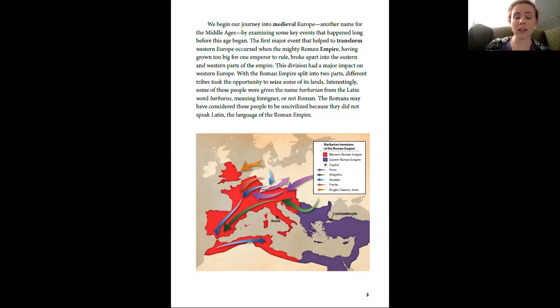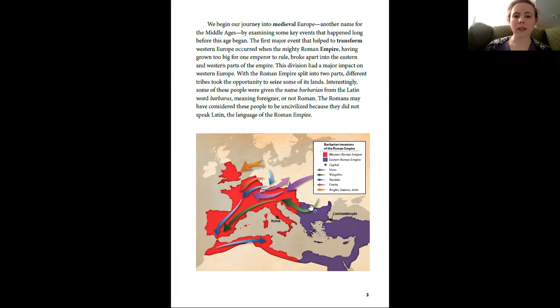So if you don't know very much about the Roman Empire, it was one of the first very large civilizations in Europe. Europe is a continent, and here we can see in this map that everything in purple is the Eastern Roman Empire. Everything in red is the Western Roman Empire. The capital is Rome, which is a city in Italy still today.